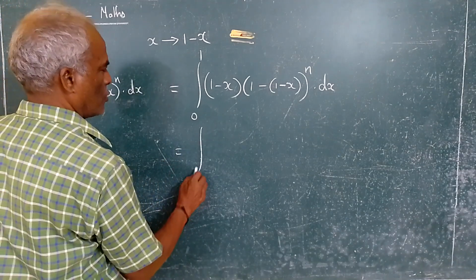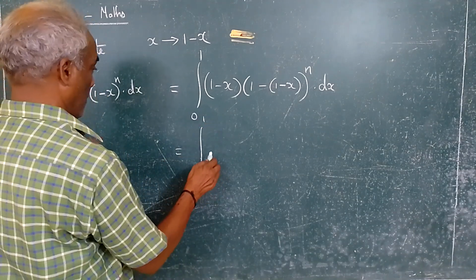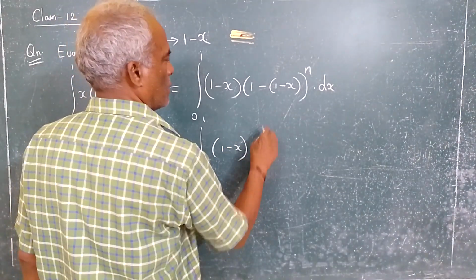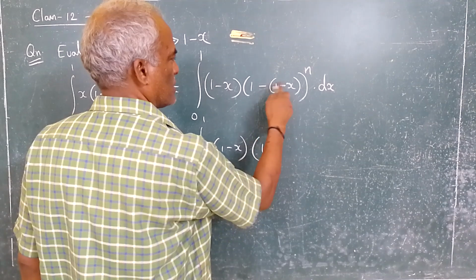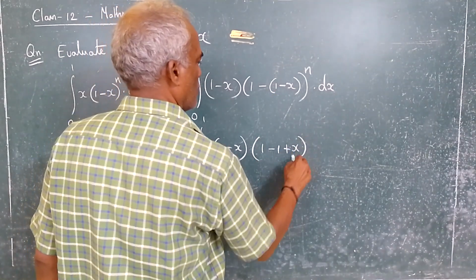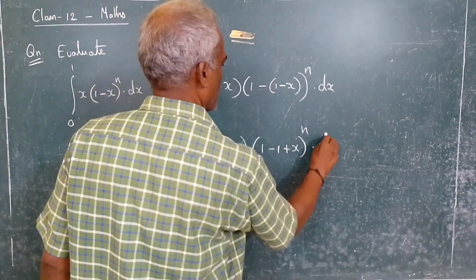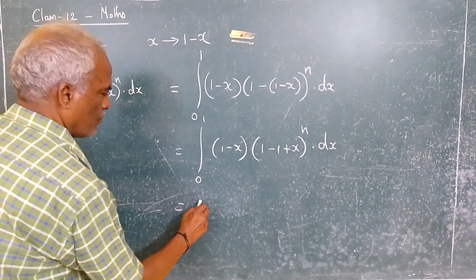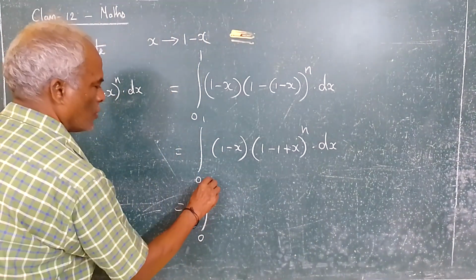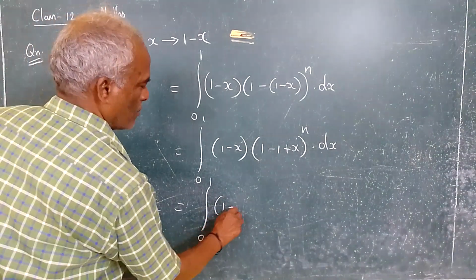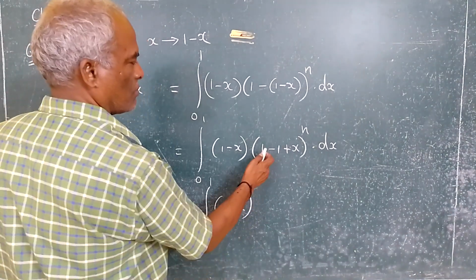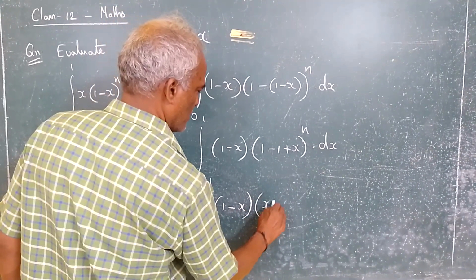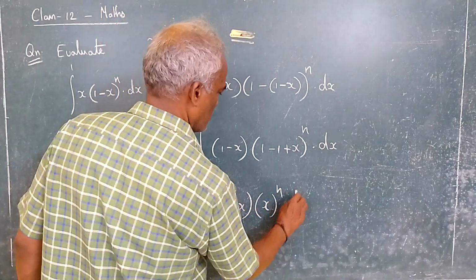Integral 0 to 1, (1 minus x) into (1 minus 1 plus x) whole power n into dx. So the next step will be integral 0 to 1, (1 minus x) into, 1 minus 1 is 0, so we will be having x power n into dx. This will be the next step.